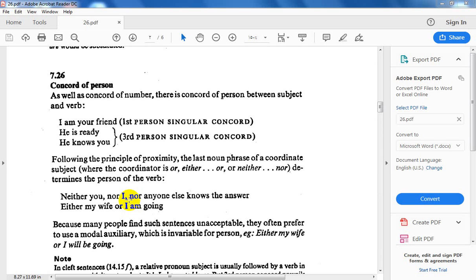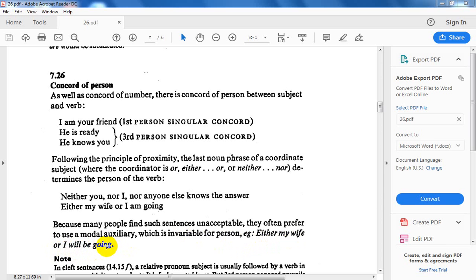Because many people find such sentences unacceptable, they often prefer to use a modal auxiliary, and the modal auxiliary puts you on the safe side, because every modal auxiliary accepts all persons. I say I can, you can, she can. I do not have a problem with the modal auxiliary because it accepts all persons; it is invariable of person, meaning it is one form for all persons. Either my wife or I will be going.